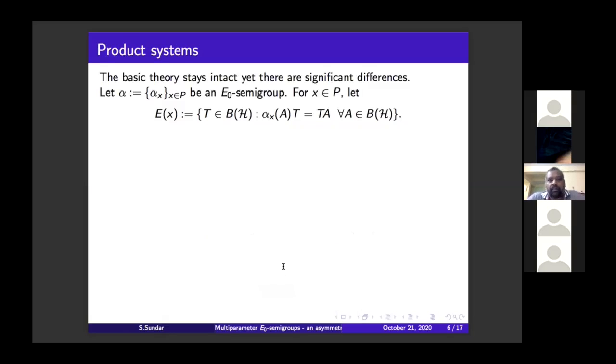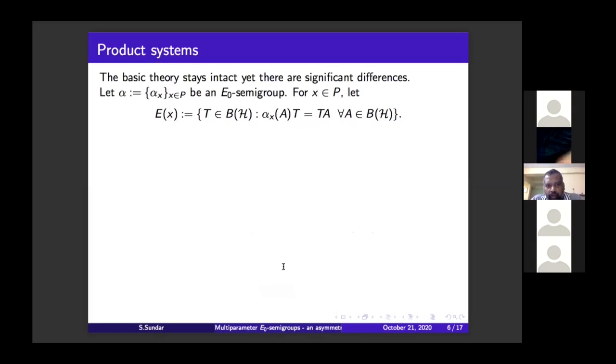So the first thing that I want to talk about is the similarity between the one parameter theory and the multiparameter theory. The basic theory stays true. What do I mean by that? The basic theory stays intact is the following.